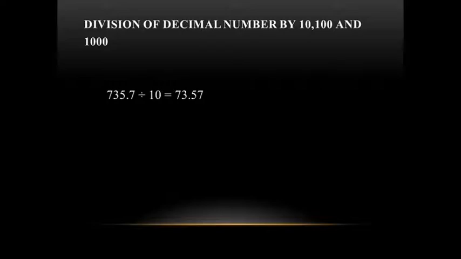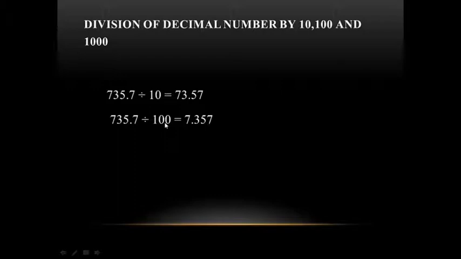The first example is 735.7 divided by 10. Here we have to divide this decimal number by 10, and in 10 the number of zeros present is 1. So if only one zero is present, we shift the decimal point to the left by one place, that is one digit. So it will become 73.57.